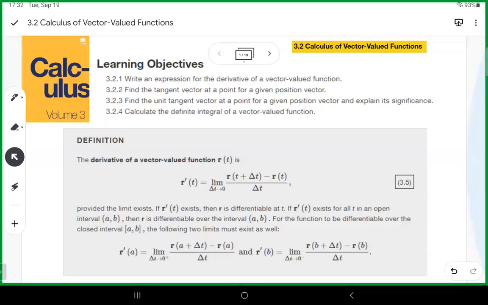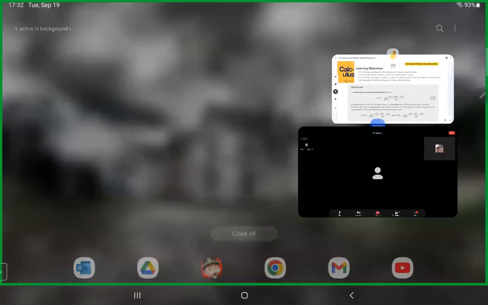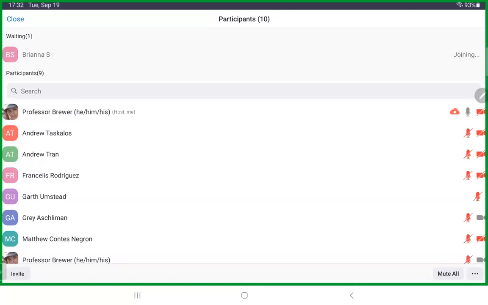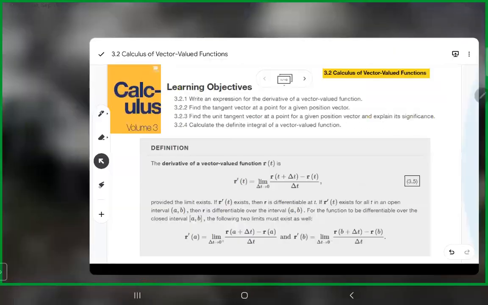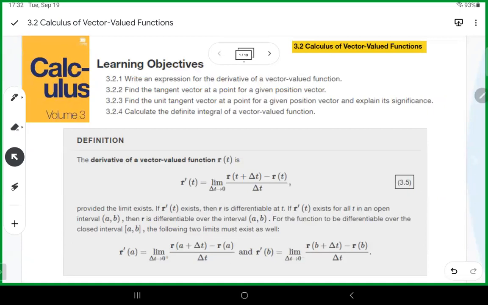So today we're going to talk about calculus of vector valued functions. So you can see here we have the definition. The derivative of a vector valued function r of t is r prime of t, and then the limit is given. So we're going to use this formula. I'm not going to read it to you guys. You guys should know how to read all of that. So we're going to work with this. We're going to do an example.